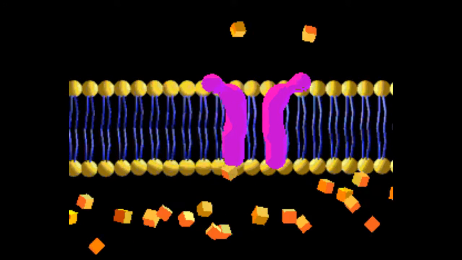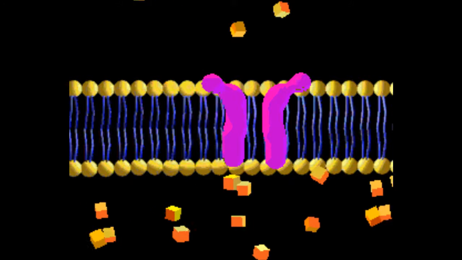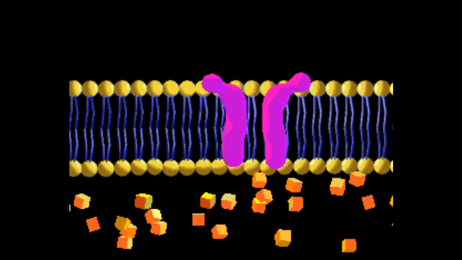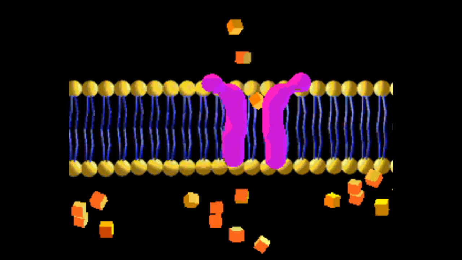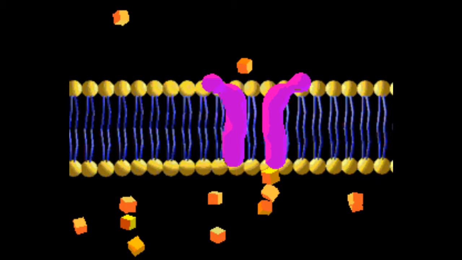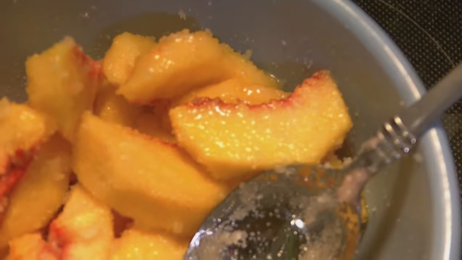Here you'll see another transport protein represented in pink. Here the little cubes move from the inside of the cell to the outside of the cell, moving from high to low concentration. Here's a good real-life example.